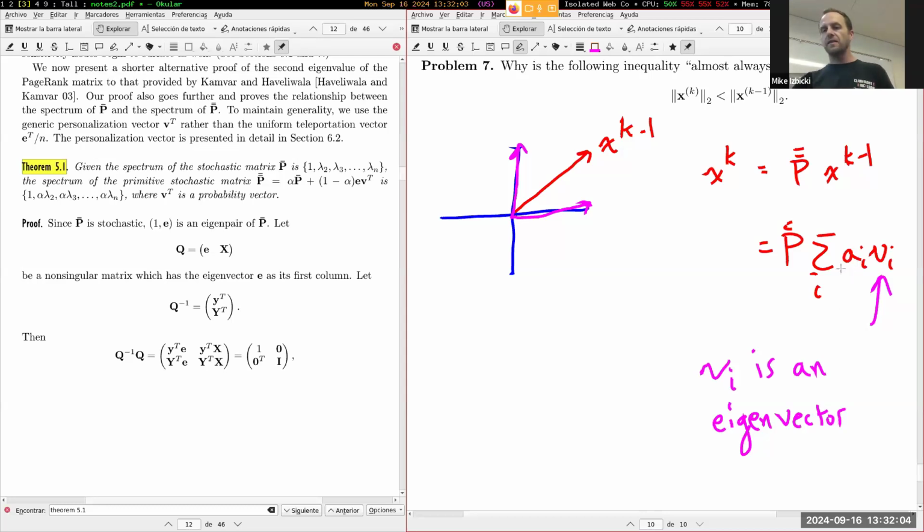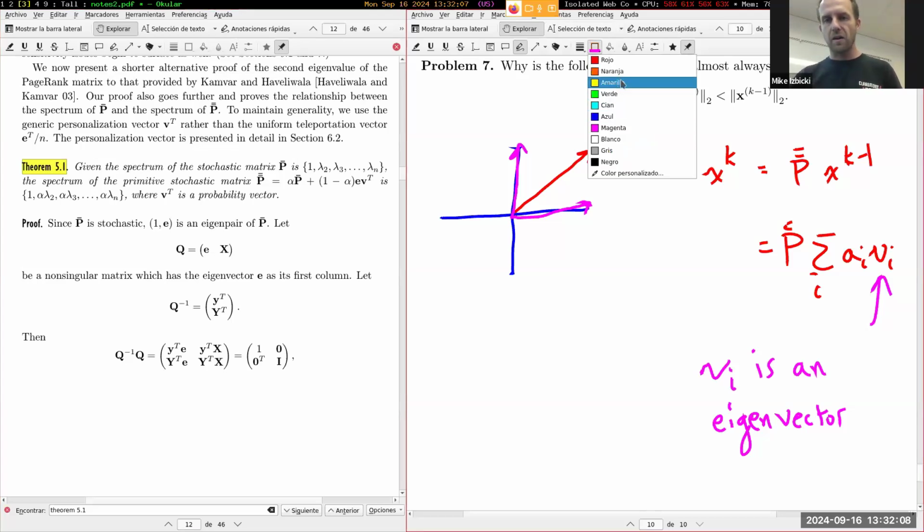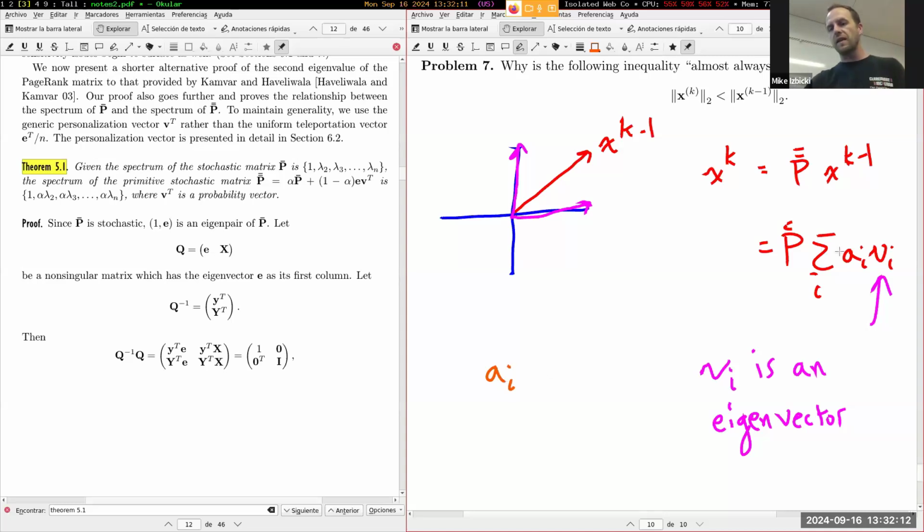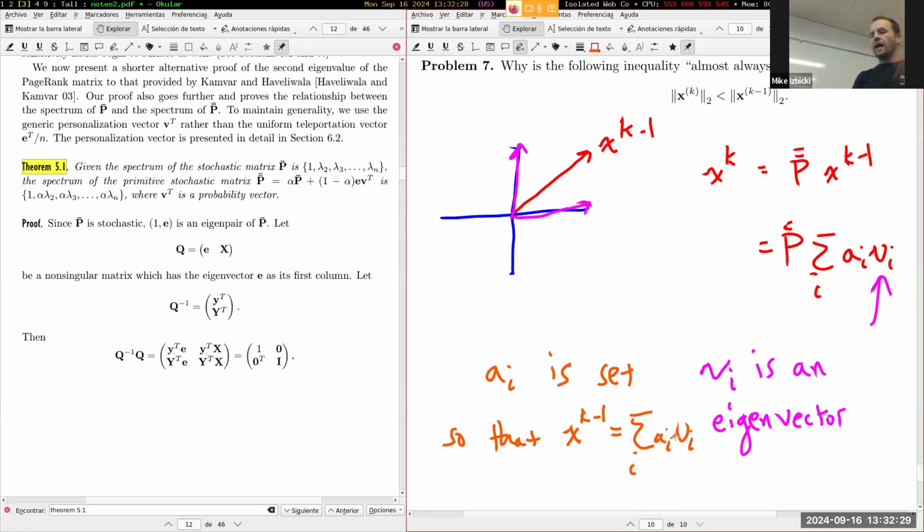And each of these a sub i's, it's a little bit hard to exactly interpret what the a sub i's are supposed to be. But the a sub i's are just set so that x to the k minus 1 equals the sum over i of a sub i, v sub i. And it's not obvious that there necessarily exist a sub i's that can do this.